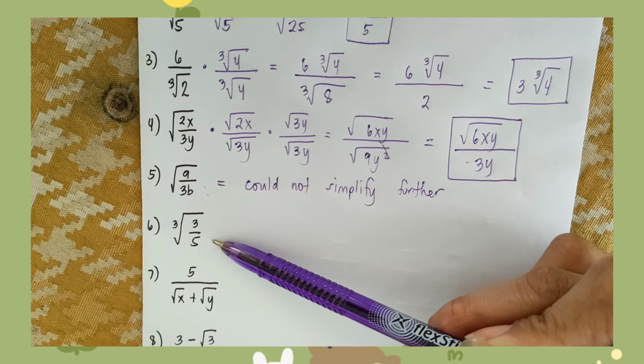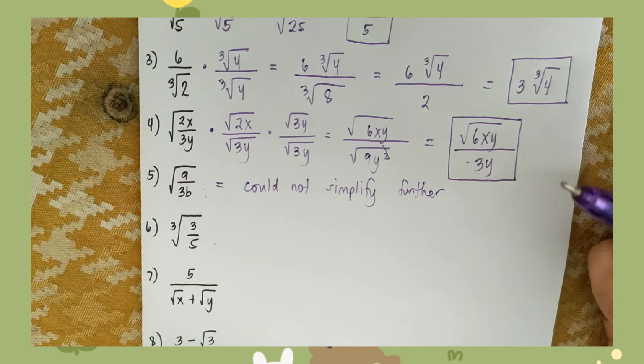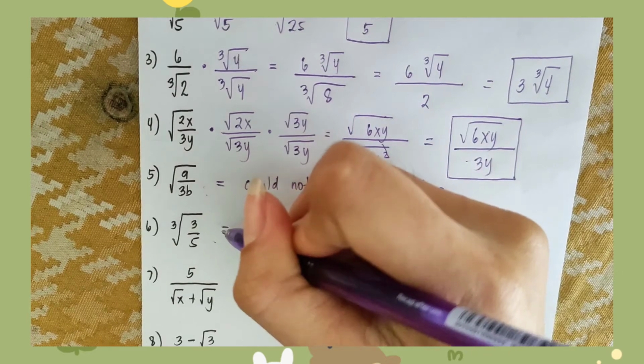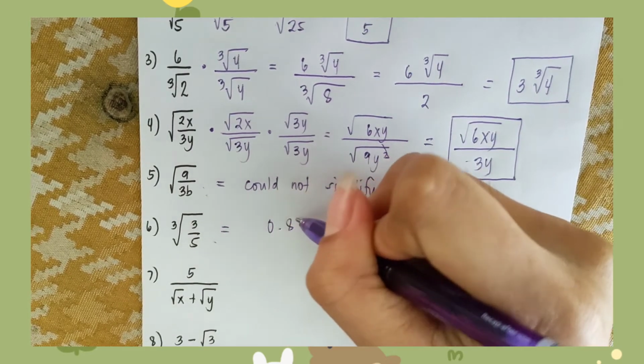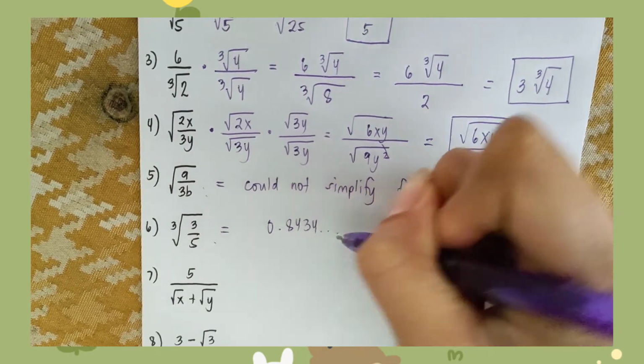Number 6. How about the cube root of 3 all over 5? Okay, we cannot simplify it further as well, but we can also refine it to decimal form. This is equivalent to 0.8434 and so on.